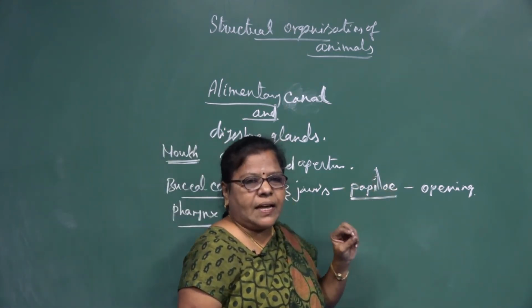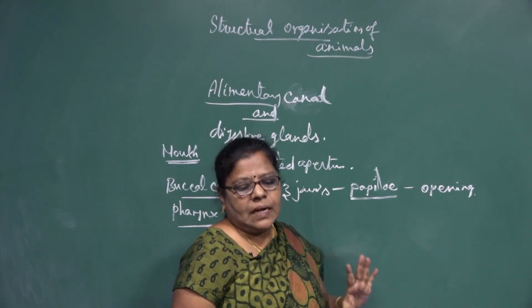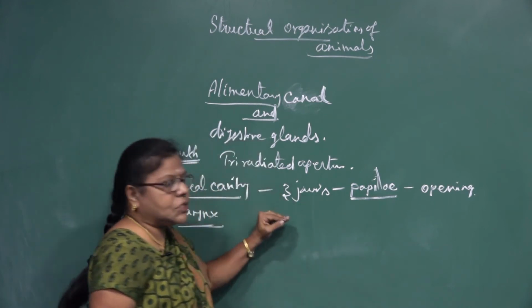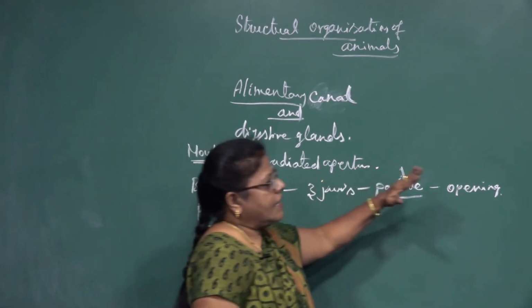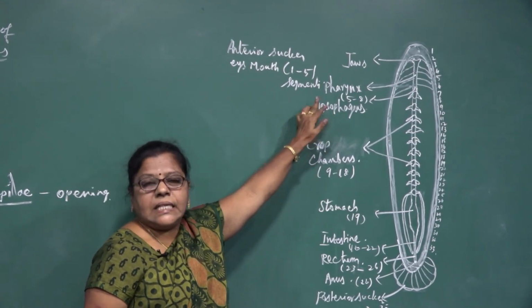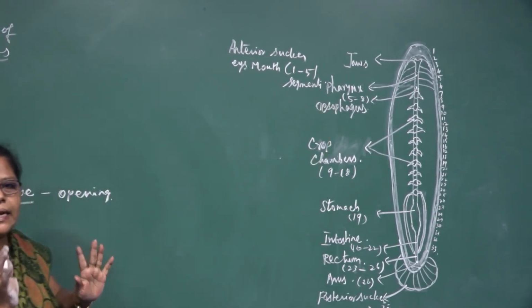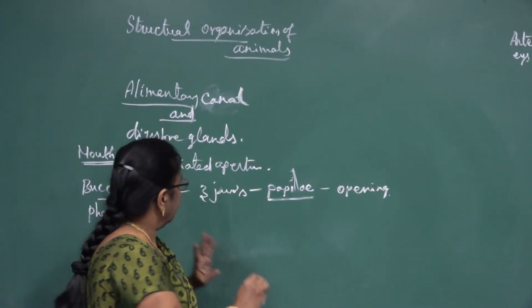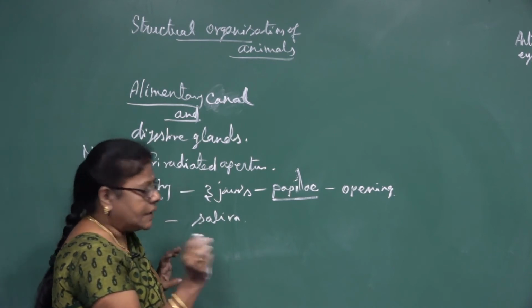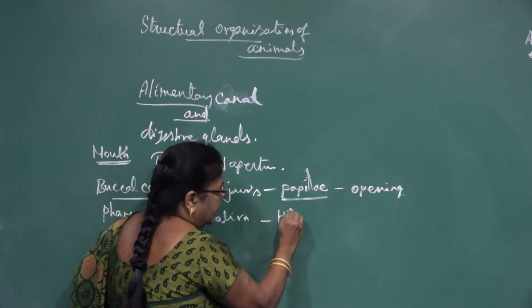The pharynx is a muscular structure. The buccal cavity leads to the pharynx. The pharynx is located in the 5 to 8 segments. The pharynx is surrounded by the salivary glands. These salivary glands secrete saliva. The saliva contains a substance called hirudin.